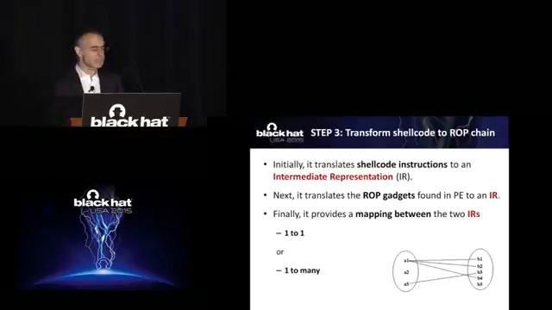Initially, we translate the shellcode instructions to an intermediate representation. It's an abstract layer that we use for matching. Then we also translate the ROP gadgets that we found in the portable executable to an intermediate representation. And then we find a mapping between these two intermediate representations, either one-to-one or one-to-many.